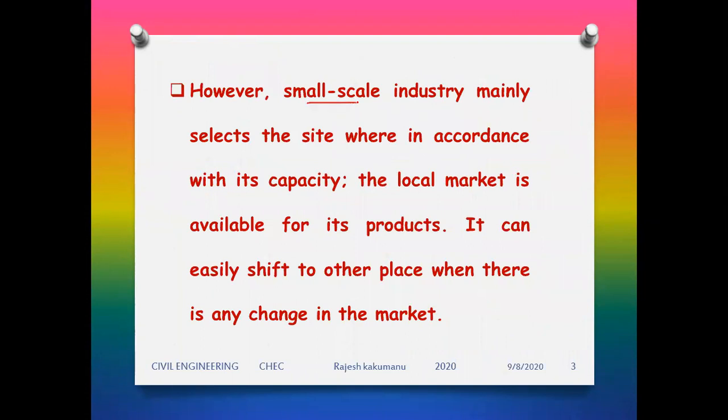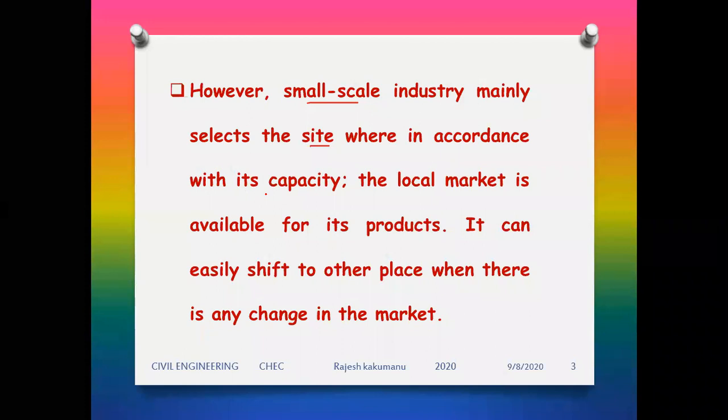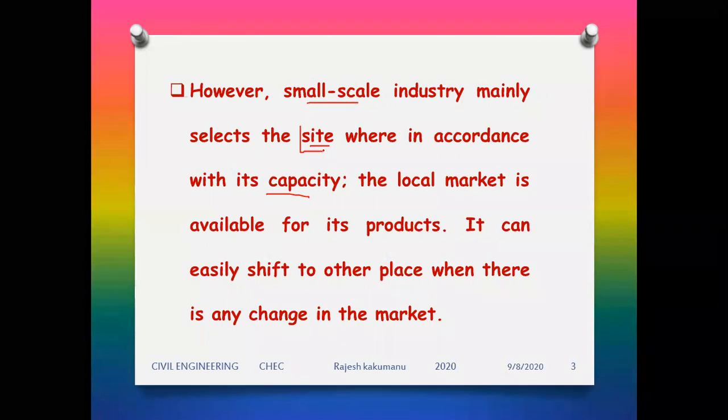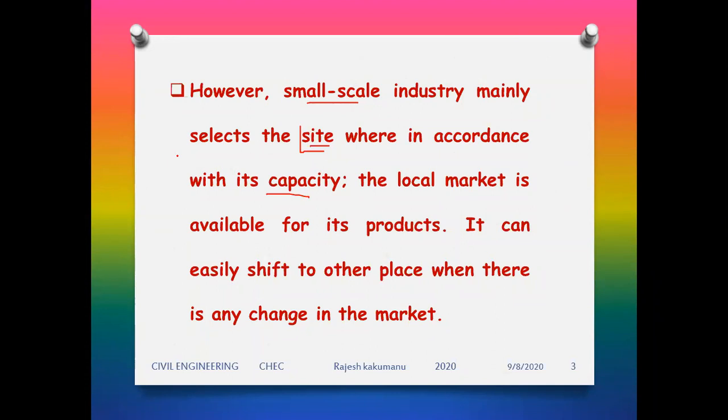However, small scale industries mainly select the site in accordance with the capacity. What is the capacity of your budget, how much budget you are planning, who are your customers, where is the site? Some people first see the plant location and then choose the business. Some people choose the business and next go for the plant location. You have to take whatever is available where you are. Generally we have shopping complexes with shops, and there you take one shutter, that is one type of selection.